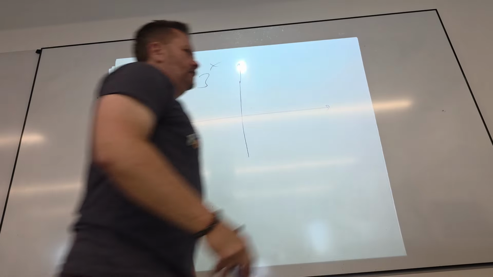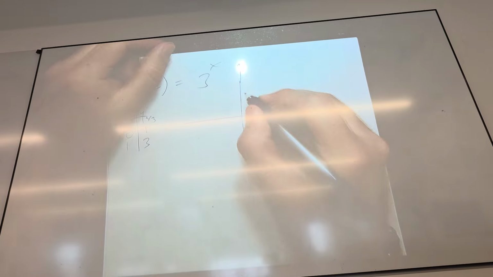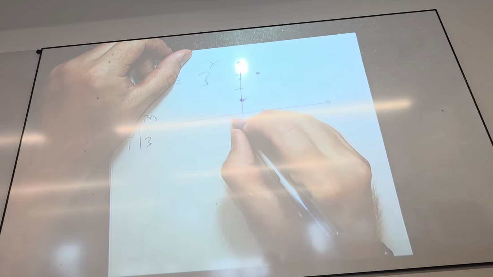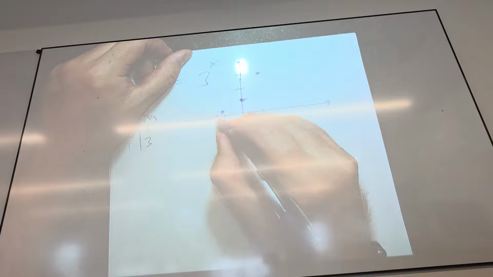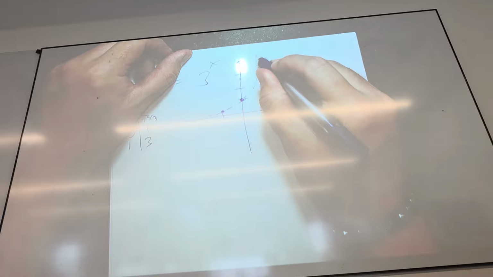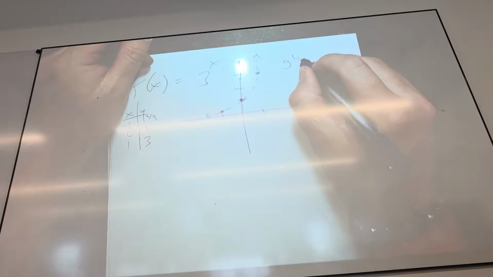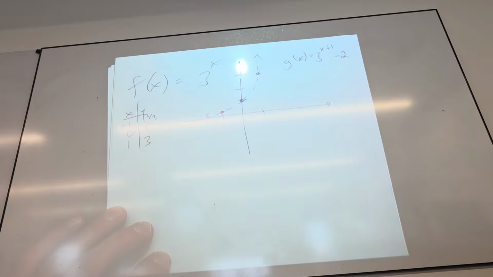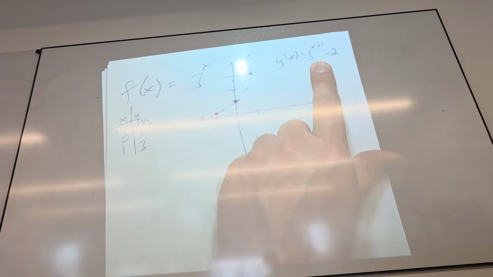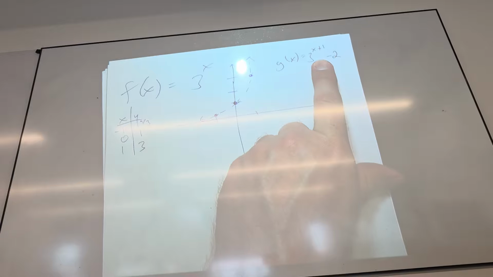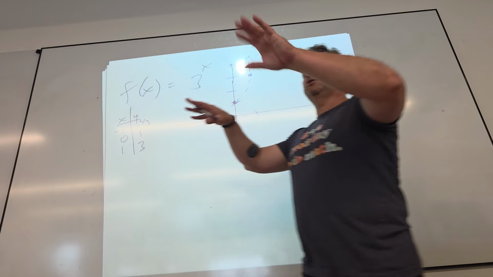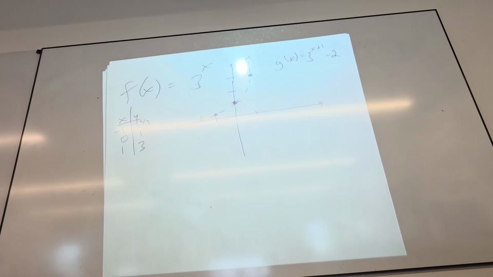So the base function, 3 to the x: 0, 1; 1, 3; and -1, 1/3. I'll do it dotted because here's the function I really want to graph. I want to graph that function. Can anyone tell me how that function will look different than that one? The shape will remain the same, but what changes? It'll be 1 to the left. Okay, left 1, and then 2 down.